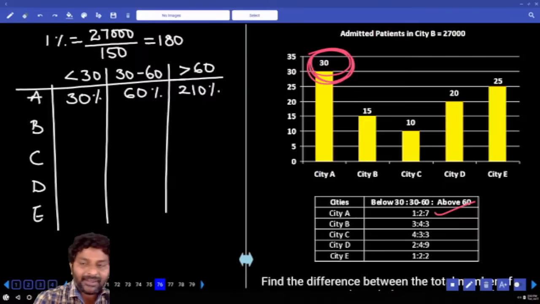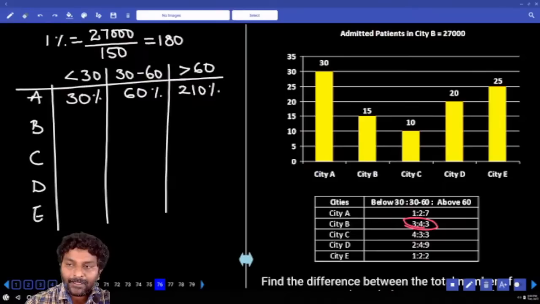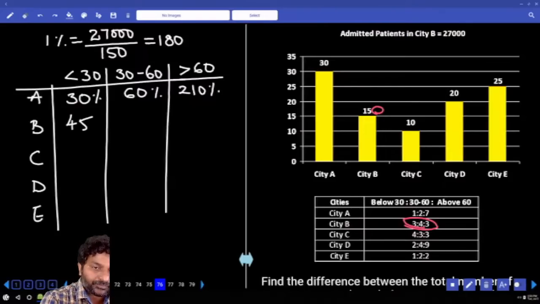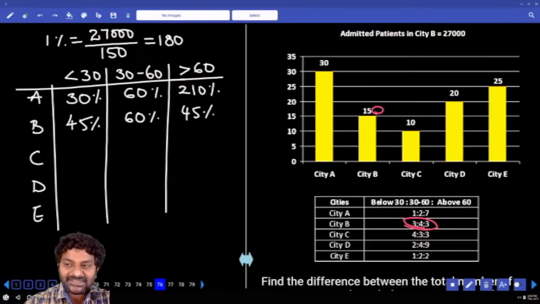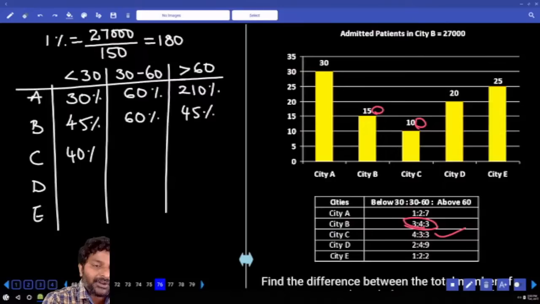180. Yes. Next, how many parts do we have? B total value is 150. 150 is equal to 10 parts. Each part: 3 parts, 40, 60. Here also these are in percentages. Got it? Next, what is C's total? How many parts? 10 parts. 100% is 10 parts. Now 40, 30, 30. Done?